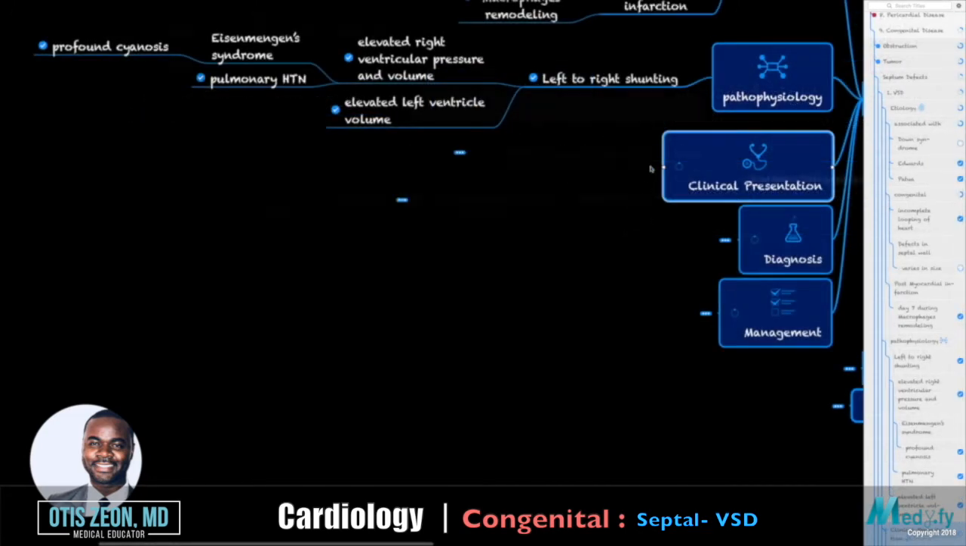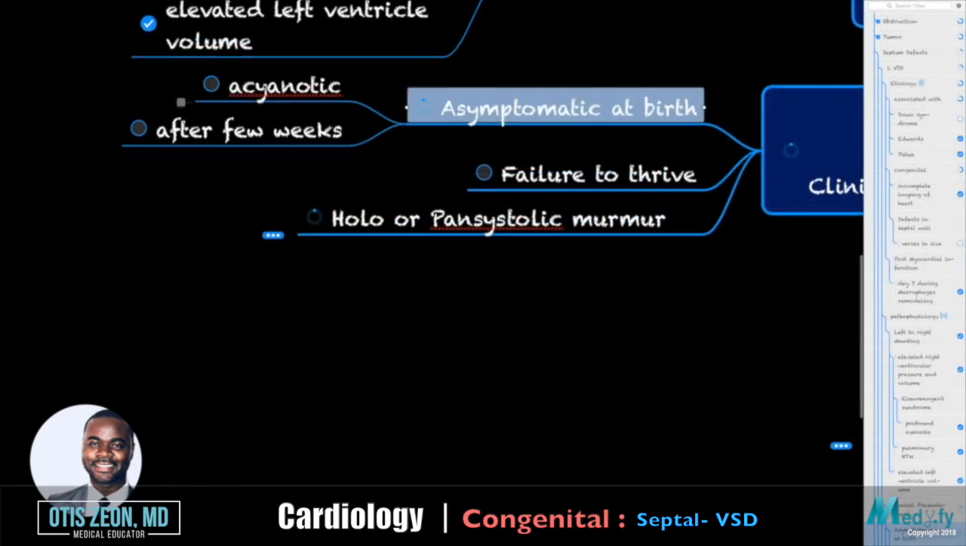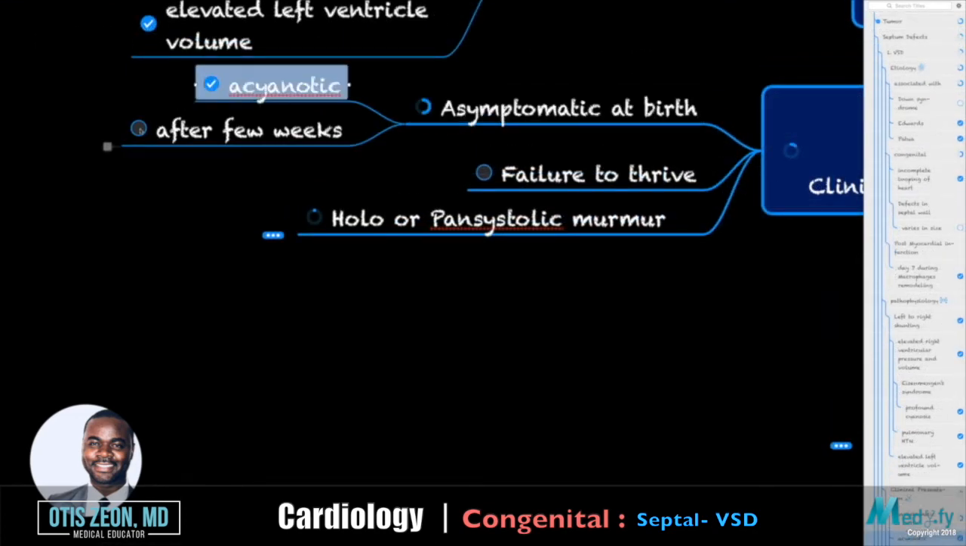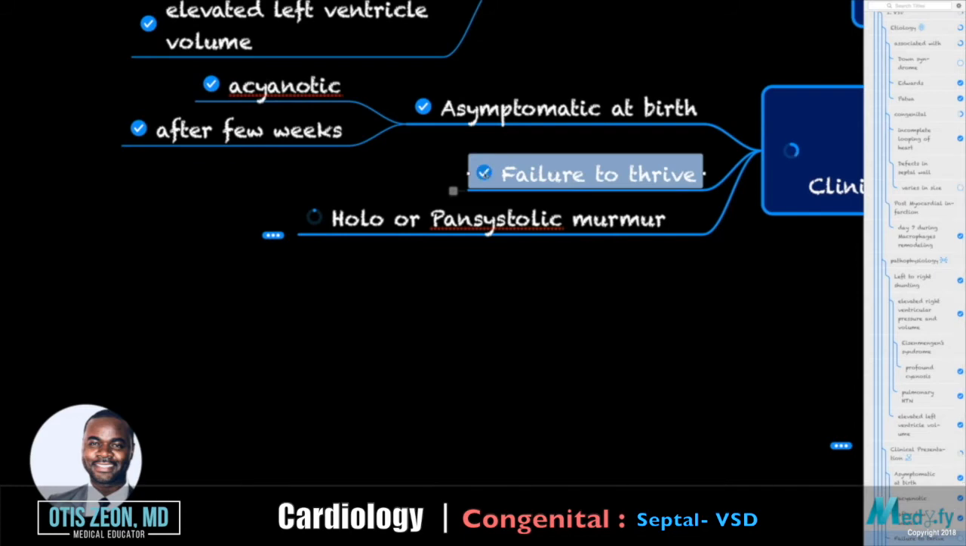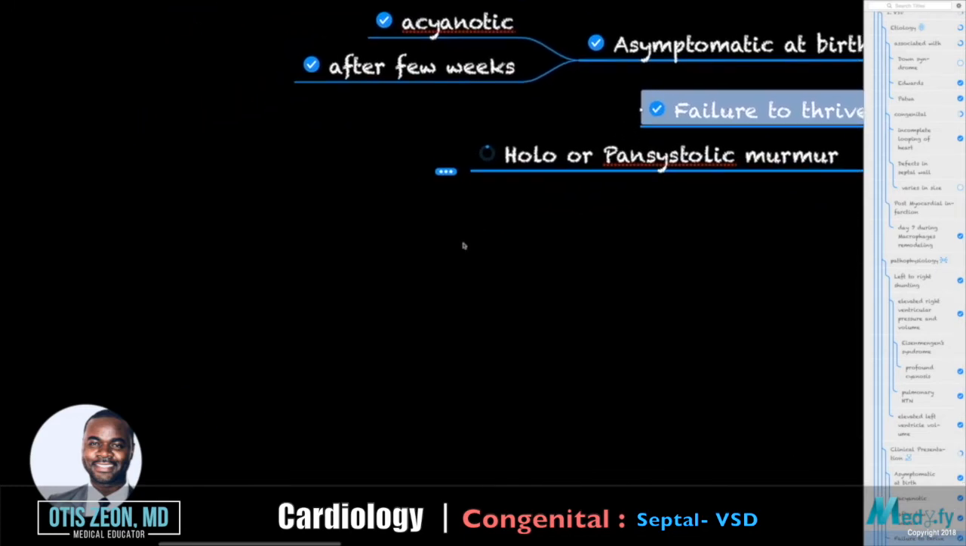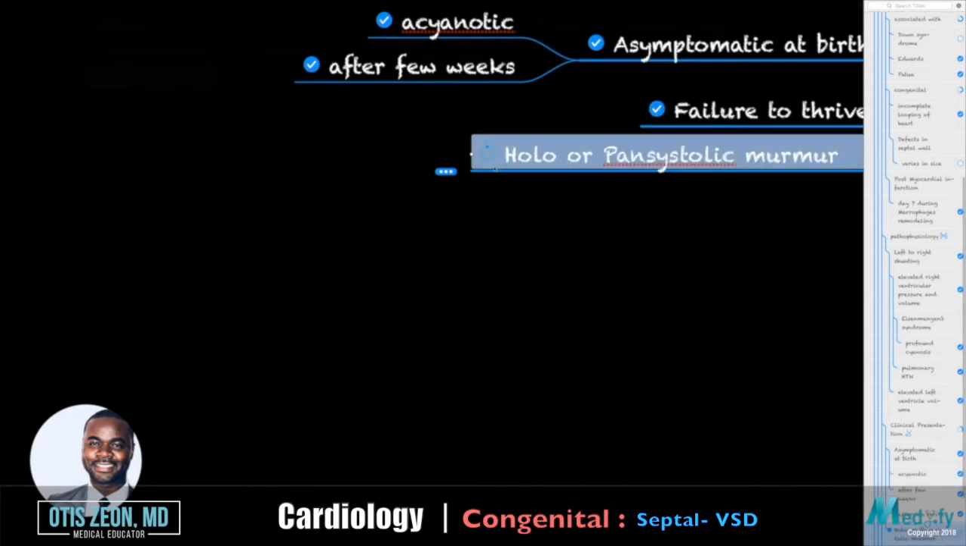Clinical presentations for VSD, so they are asymptomatic at birth. They'll be acyanotic, and it takes about a few weeks. In a few weeks, they start to present signs and symptoms of failure to thrive, and they will characteristically present with a holosystolic murmur, also called a pansystolic murmur.